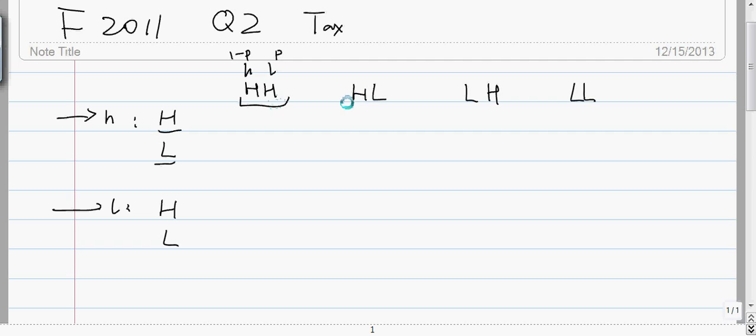So, for example, the second column here is the high type reports himself as the high type, and low type reports himself as the low type, which means it's truthful reporting. And the low high would be the high type reports low and low type reports high, which means both of them would lie.